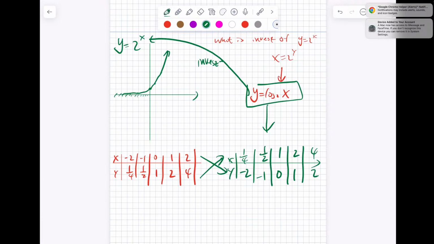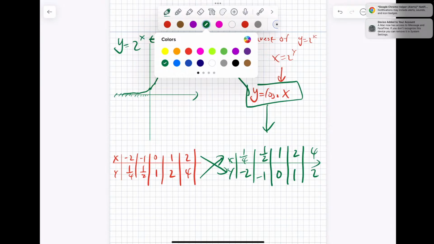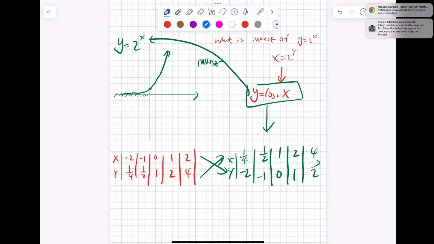Now, if I were to graph it, remember the symmetry line that we were talking about before? The inverse has some type of symmetry. I'm going to use red so that you can see it. Because they're going to change, 0, 1 becomes 1, 0. So that's the anchor point.